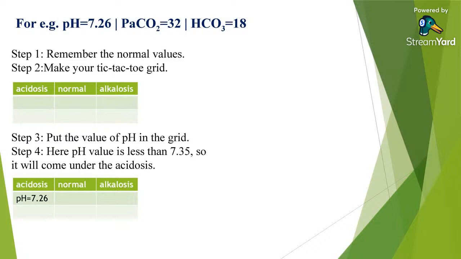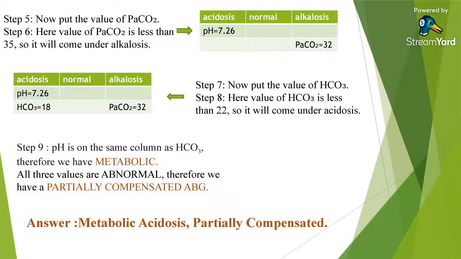Here is one example. We have values for pH, partial pressure of carbon dioxide, and bicarbonates. So your first step is that you should remember the values. Now make a tic-tac-toe grid. So here the pH is 7.26, which is less than 7.35, so we will put this value under the grid acidosis. Now we will check the value of partial pressure of carbon dioxide. It is 32, which is also less than 35, so it will come under the alkalosis grid.